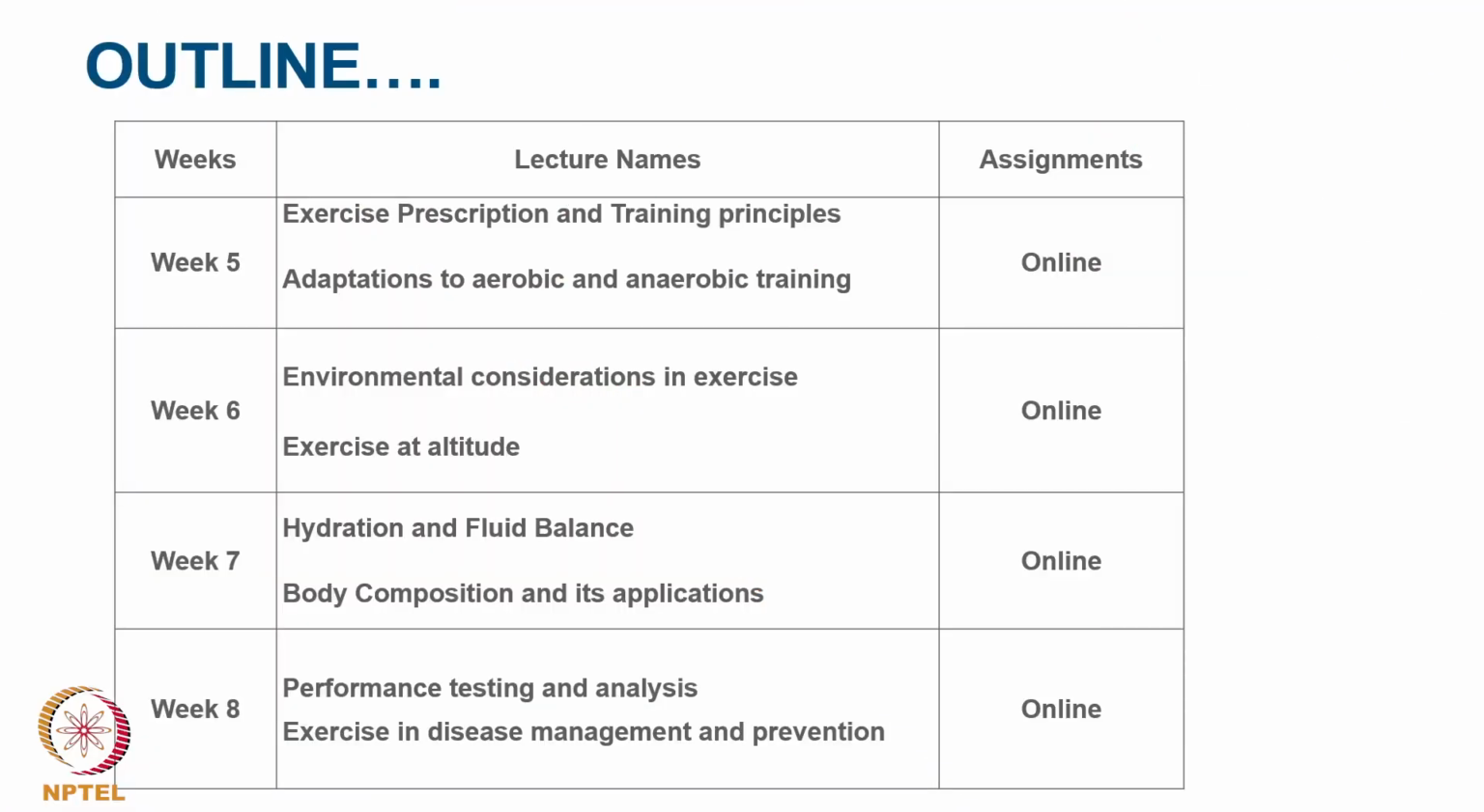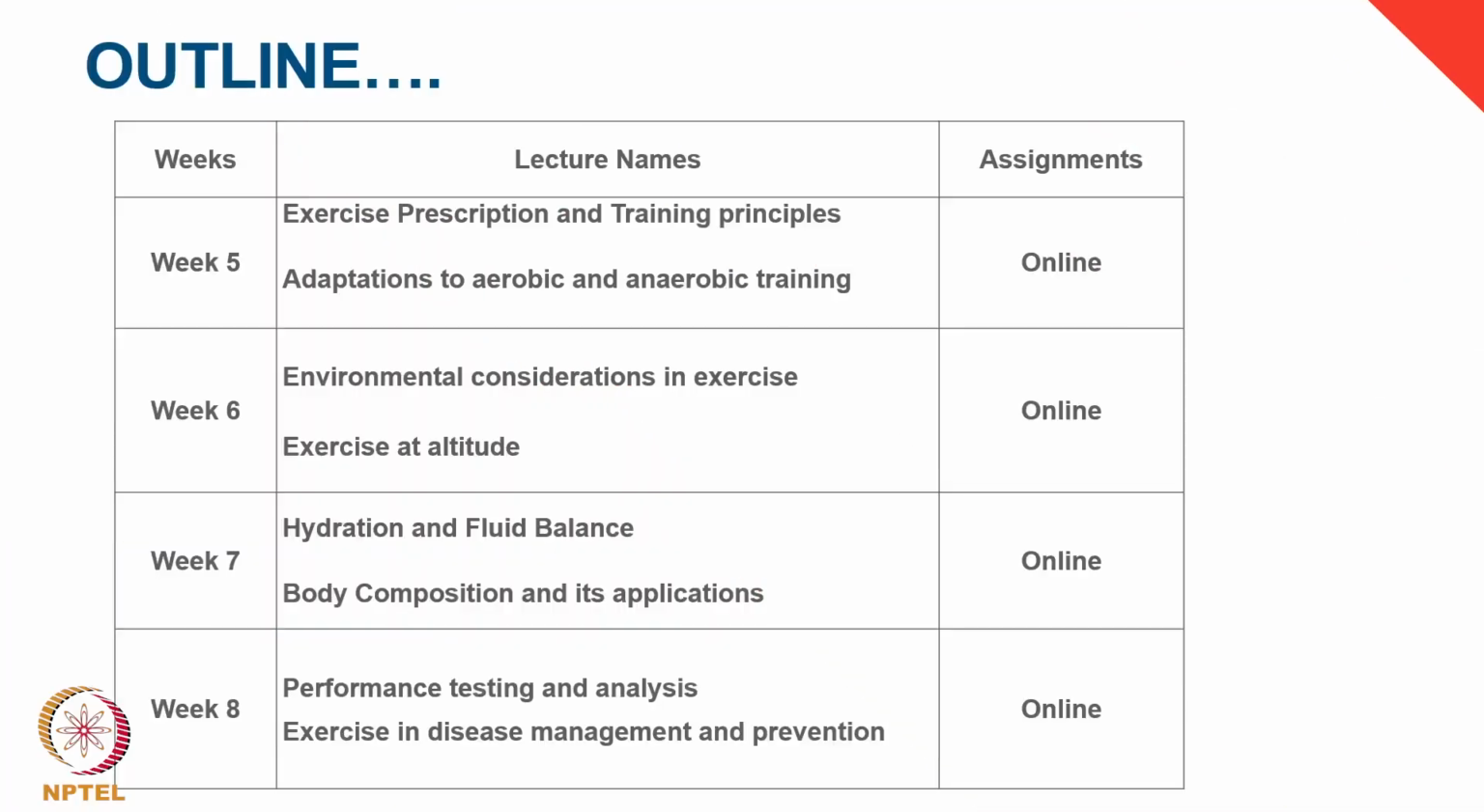In week 6, we will talk about the environmental considerations in exercise. How does the environment, heat, cold, humidity, etc. affect the exercise? How does altitude affect exercise? And how we can use altitude in our training to help us in better training the athlete. Week 7 will talk about hydration and fluid balance. We will also be speaking about body composition and its applications in exercise.